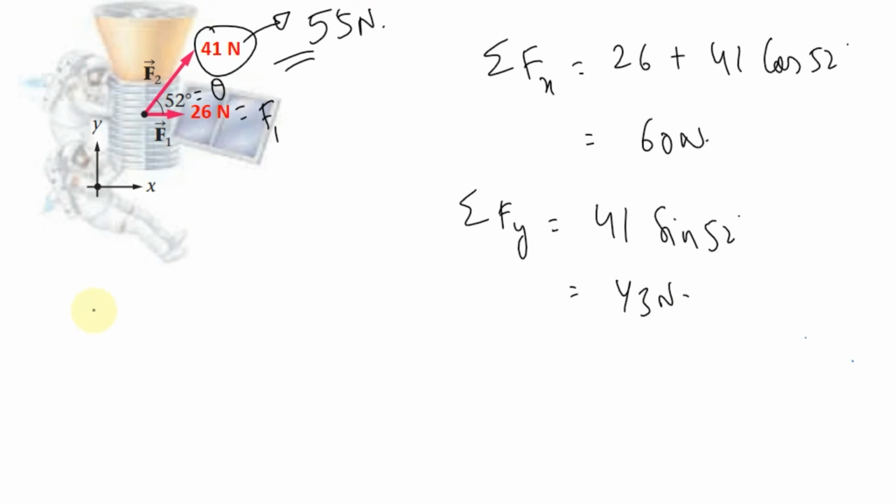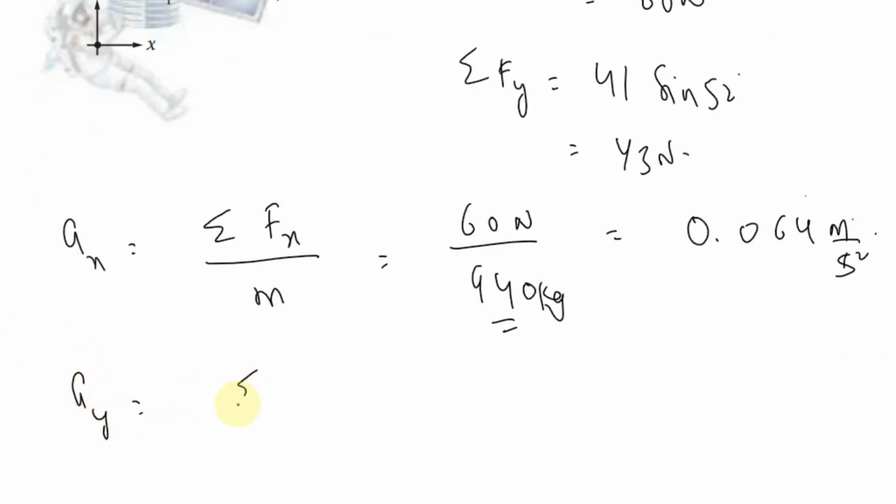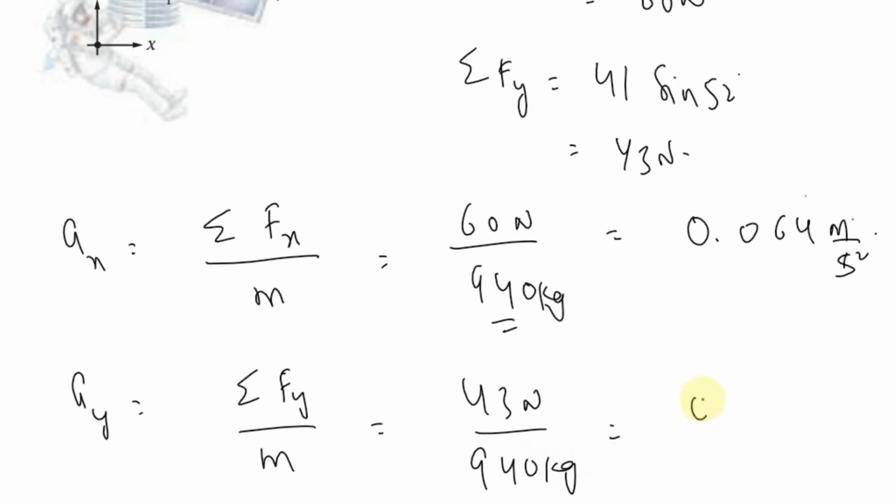Now the acceleration ax, we know it is the net force in the x direction divided by mass. So in the x direction net force we have 60 Newton, and the mass for the satellite was given in that example to be 940 kg. So this is 0.064 meter per second squared. Similarly, ay will be sigma Fy divided by mass. So sigma Fy we have 43 Newton divided by mass 940 kg, and that comes out to be 0.046 meter per second squared.